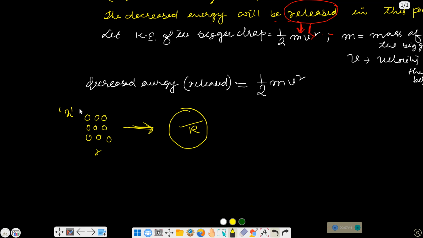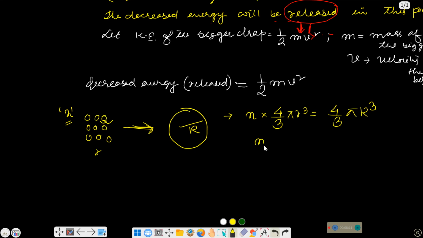So in this process, what will remain the same? Always the quantity of matter. That is, the volume will remain the same. From that, one equation we will get: n into the volume of a single droplet, and we have assumed that there are n number of drops, n into 4 by 3 pi small r cube, will be equal to the volume of the bigger drop, 4 by 3 pi capital R cube.